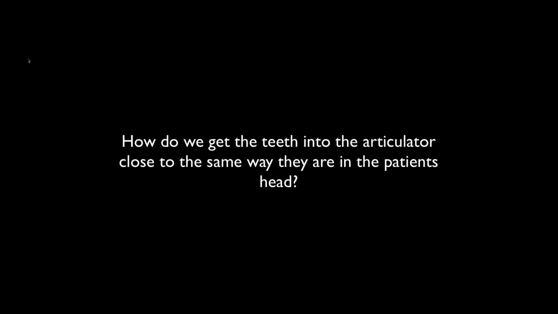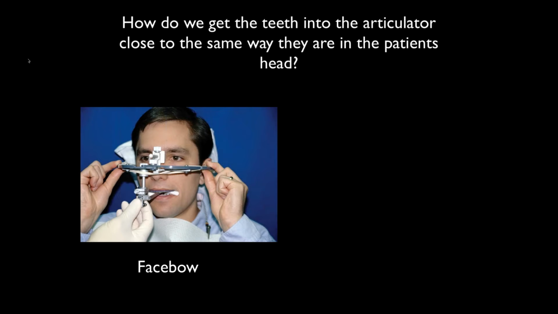This is important to understand, that we can utilize these averages to really help us in our daily work. So if we have a case, how do we get the teeth into the articulator the same way that they are in the patient's head? Well, obviously, as we know, we can use a facebow. And that pretty much captures the position of the maxilla in most cases relative to the ears. We use the ear canal instead of the condyles in the back. But it's a tried and true way to transfer that relationship.